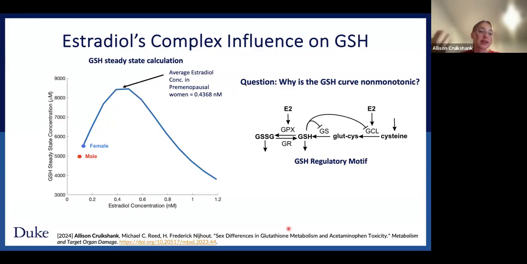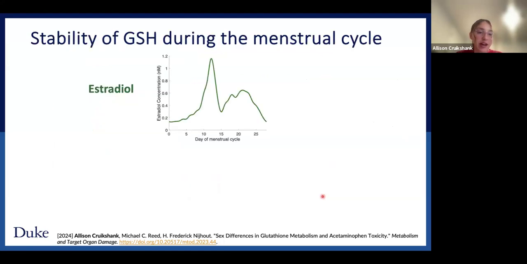Now this shows us the basic effect that estradiol has on glutathione in our model, and that's the substrate we're most interested in right now. However, during the menstrual cycle in premenopausal women, estradiol doesn't monotonically increase. So this isn't exactly what the glutathione curve would look like during the menstrual cycle, because estradiol during the menstrual cycle actually follows this curve. You can see the maximum estradiol concentration is about 1.2 nanomolar, and the minimum is about 0.15 nanomolar.